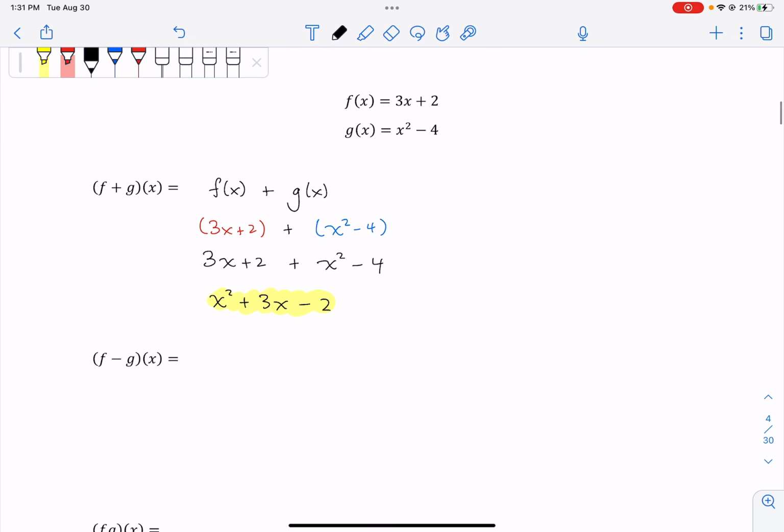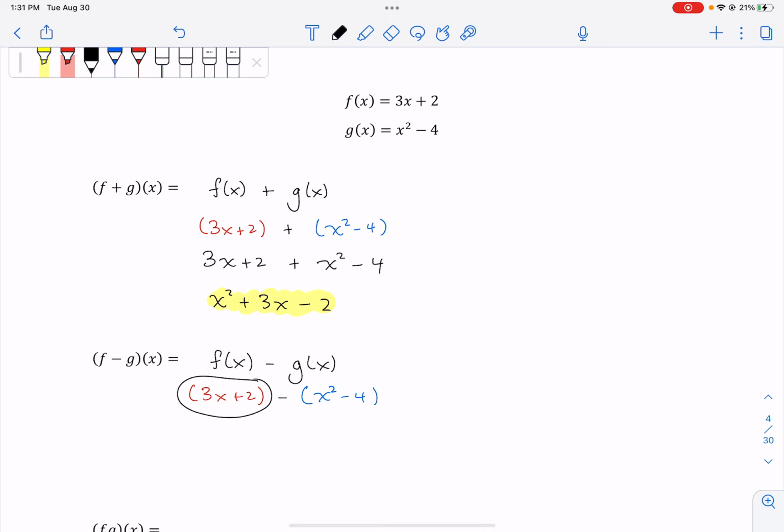We can keep going. f minus g of x is the same thing as f of x minus g of x, which is 3x plus 2 minus x squared minus 4. And this is where putting functions into brackets before we start combining them becomes really important.